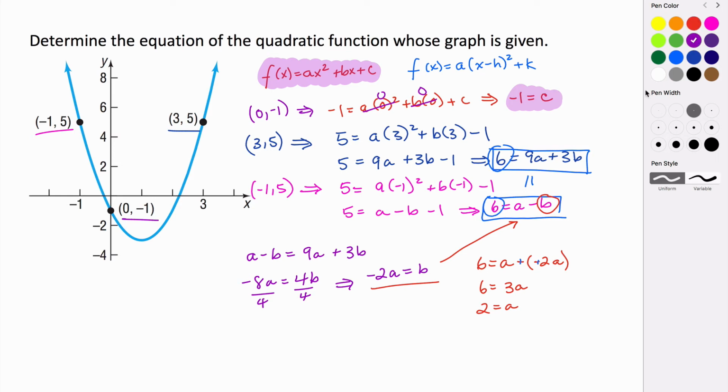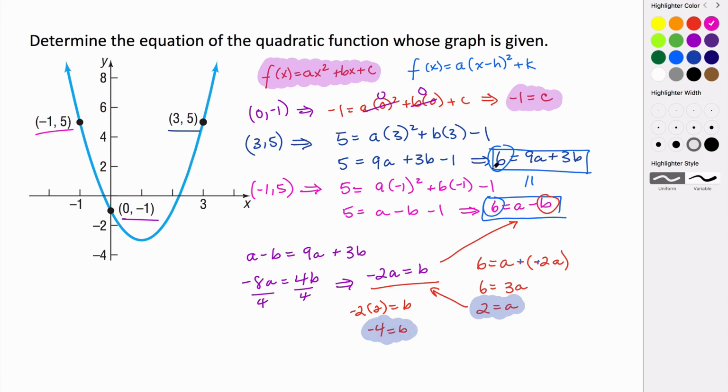And last bit of substitution, so we know that a is 2. We found our second value. So we know c is negative 1, we know a is 2. To figure out our last value, which is b, we just take 2 and substitute it in here. So negative 2 times 2 is going to be b, so negative 4 is equal to b. And we found the last value for standard form.